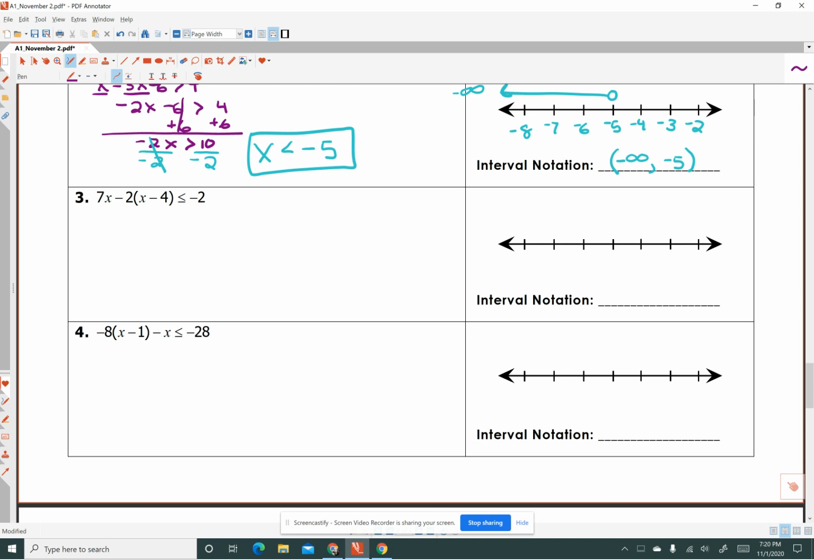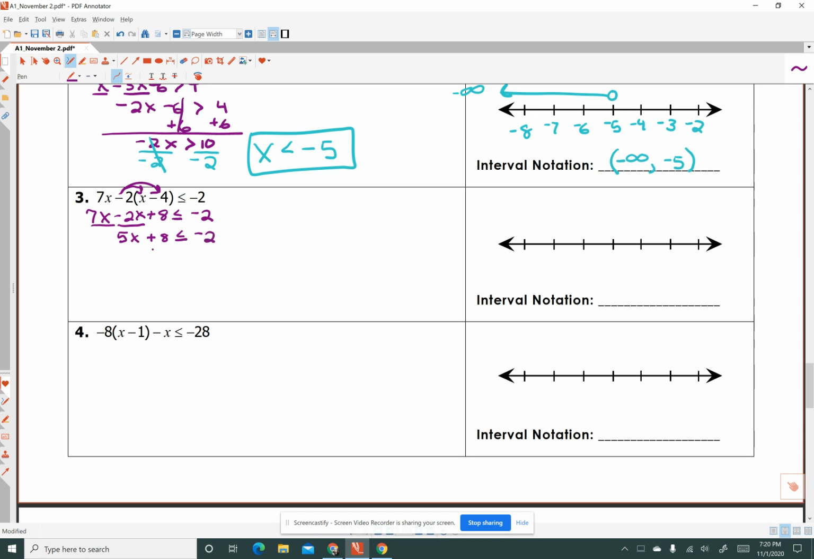Okay, I hope you tried them on your own. First thing we need to do is distribute, which will give us 7x minus 2x plus 8 is less than or equal to negative 2. Remember, a negative times a negative is a positive. So we can combine 7x minus 2x for 5x plus 8 is less than or equal to negative 2.